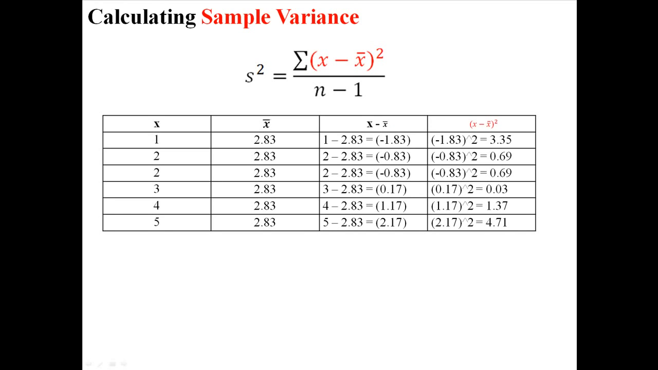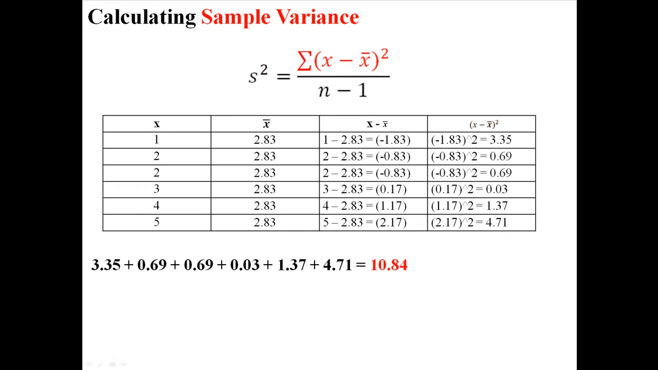So the next part here is to square those values, because if we didn't square those values and just added them together, we'd get 0, and that's kind of useless to us. So we need to make them all positive. So we square all those values that we just found and get 3.35, 0.69, and so on. Now the next part, the top of the fraction that we're trying to find is the sum of. We want to find the sum of all x minus x bar squared. That's what that capital sigma means. So we add together all of those squared deviations and find a sum of 10.84.